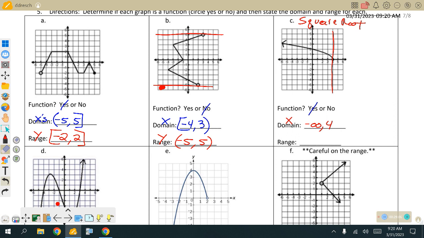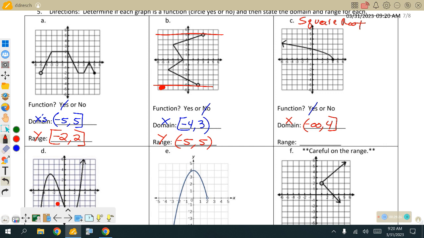Infinities always get a parenthesis. 4 gets a what? That thing, a bracket. Okay. So our domain, that graph continues on that way forever, so I need infinity out there.